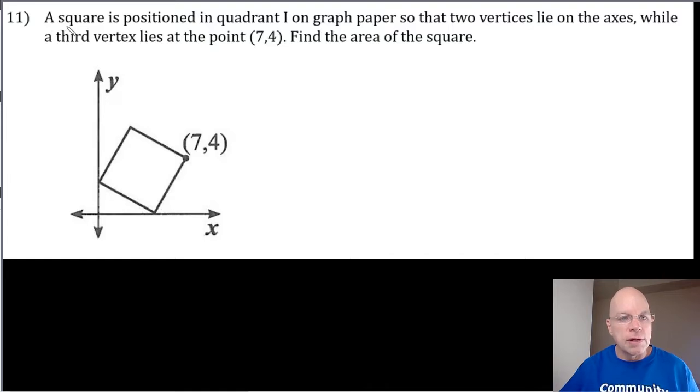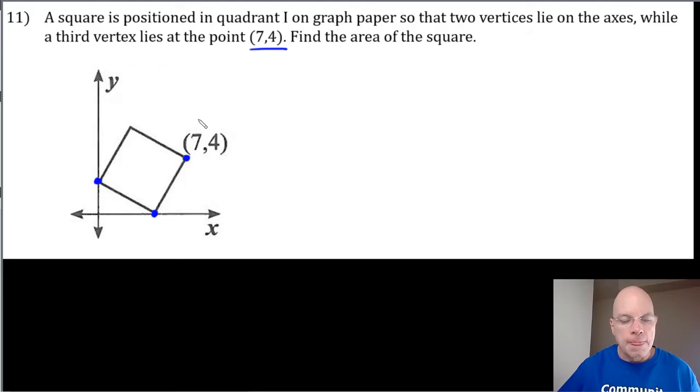When I read this question, it says a square positioned in quadrant 1, so anywhere the x and y coordinates are positive, that's quadrant 1 on the coordinate plane. That square is positioned in quadrant 1 so that two vertices lie on the axes. So this vertex of the square lies on the y-axis, and this vertex lies on the x-axis, while a third vertex right here lies at the point (7, 4). So let's take a second and talk about what that means.